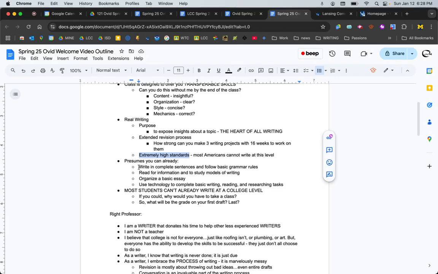The class does presume you can do some things: that you can write in complete sentences and follow basic grammar rules, that you can read for information in the study models, that you can organize a basic essay, and you can use technology to complete these tasks. If you can't do those things, I direct you towards resources, but it presumes that you can. You've taken some placement tests to get into this class, and it presumes you can do that. Or do we use your PSAT or SAT scores to do it?